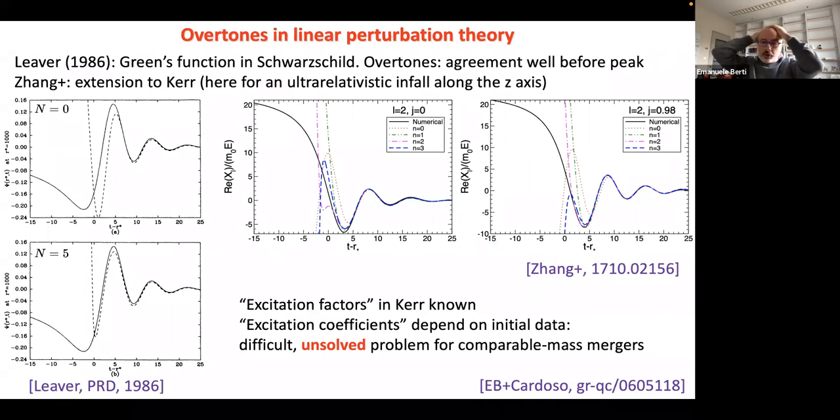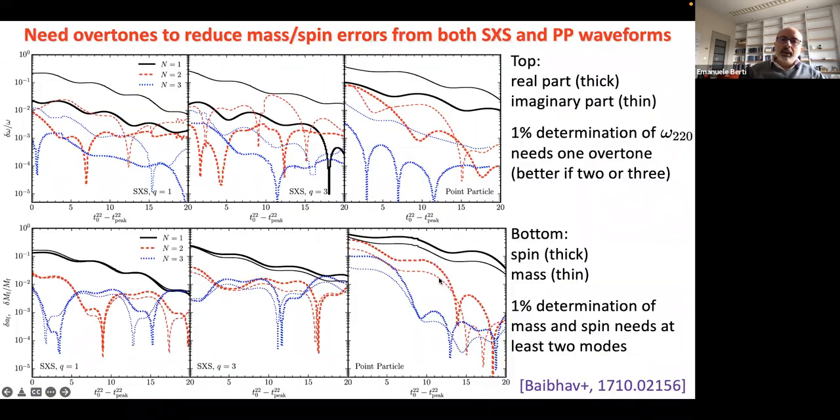Well, we know from the theory of Green's functions that if you had the right frequencies, then you're going to get a better and better fit of the waveform. This was demonstrated by Leaver first, using particles falling radially into black holes. It showed that if you include more and more overtones, you're going to get a better and better fit of the waveform at earlier and earlier times. And then we extended that work to Kerr black holes over here. However, the importance of overtones for full numerical relativity was not quite appreciated for a while.